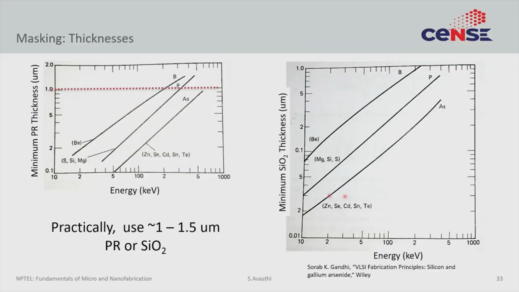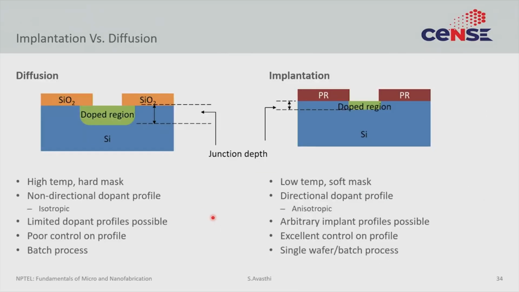So here is the minimum silicon dioxide thickness and here is the minimum photoresist thickness. With that, let me end by comparing these two processes that we have discussed for creating dopants. So on the left is diffusion. We went into a lot of detail, and on the right is implantation, where we have gone into a lot of detail. So what is the net effect? How do we compare these two?